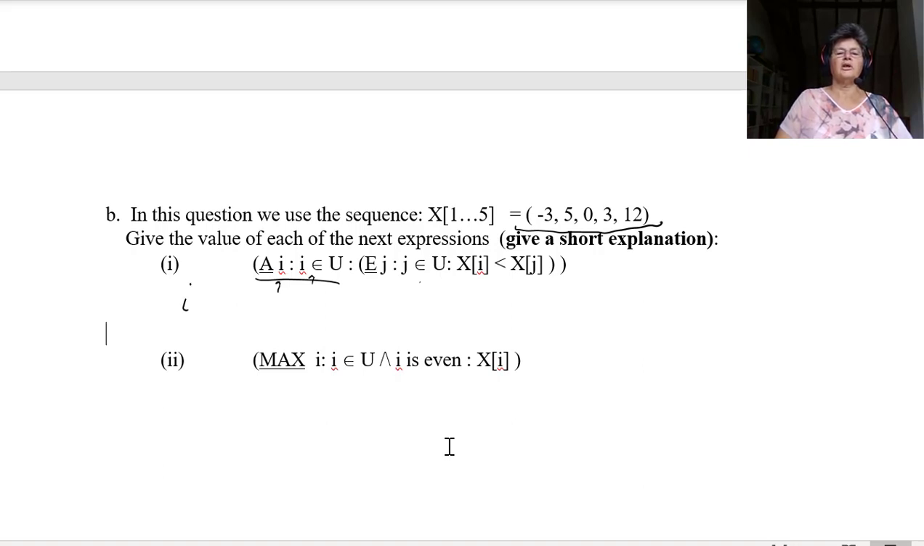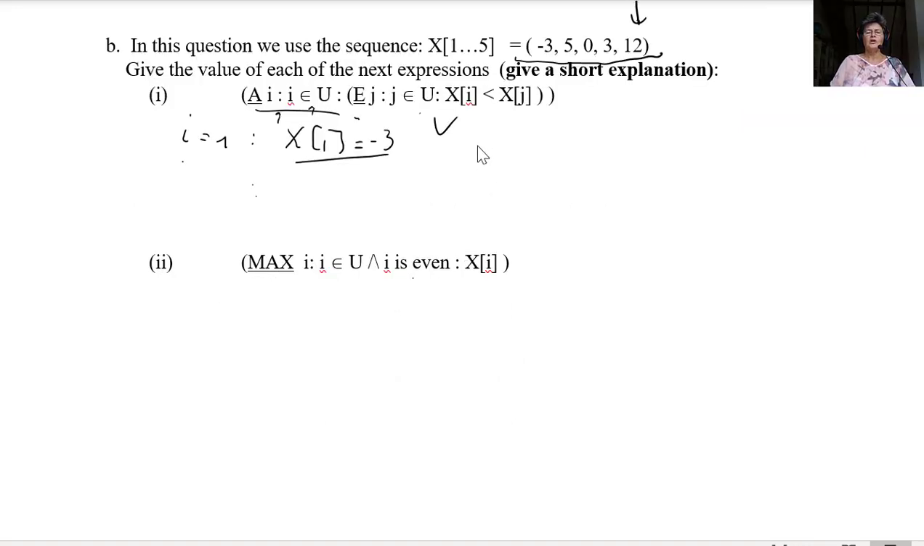So let's start at the beginning. i being 1. Can we then find a j in such a way that xi, and x1 is -3, so in such a way that -3 is smaller than xj? No problem, because -3 is smaller than 5, is smaller than 0, is smaller than 3, is smaller than 12. So that is no problem. This one will work. But if we look at the universal quantifier, then apparently we should look for the largest possible number to find a counterexample. And the largest one is 12.